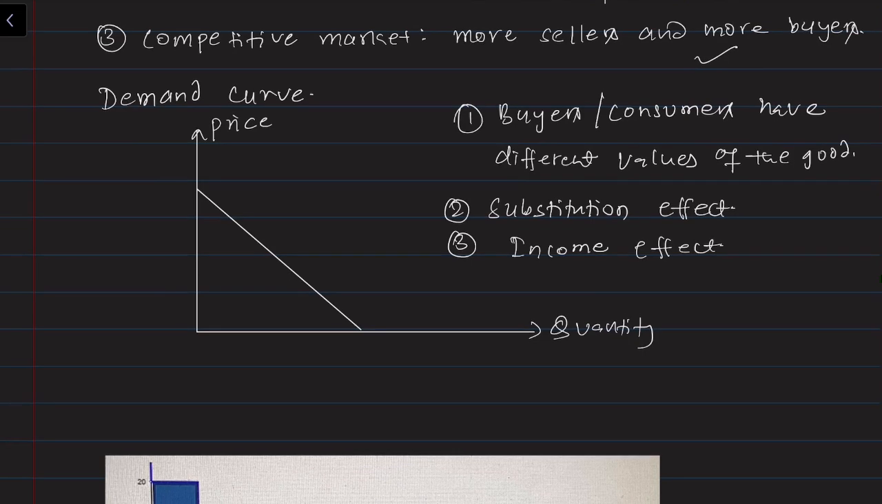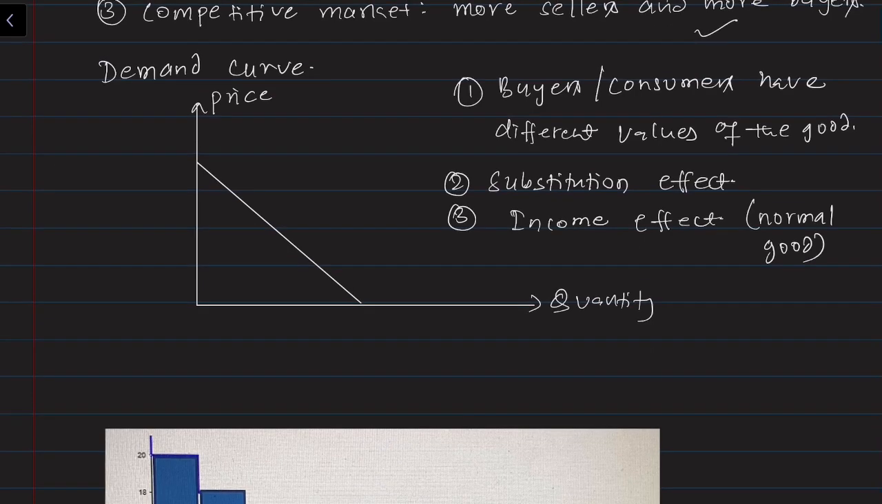And this is generally true for the normal good. This is different when it comes to inferior good. We'll talk about inferior good in the elasticity chapter. So we'll only consider normal good. Basically, these are the three different reasons why the demand curve is downward sloping.